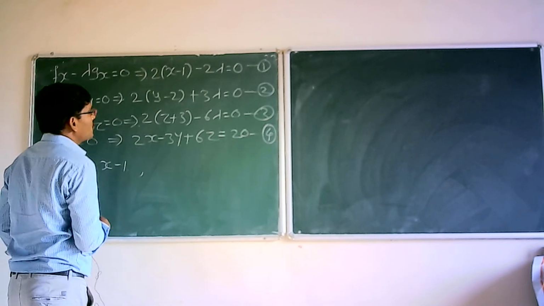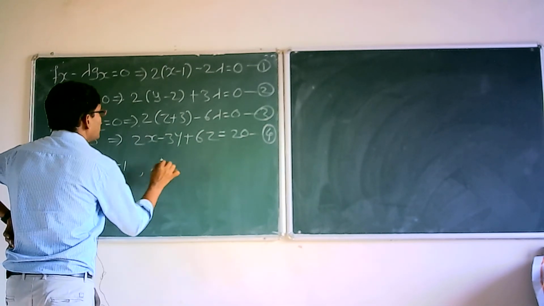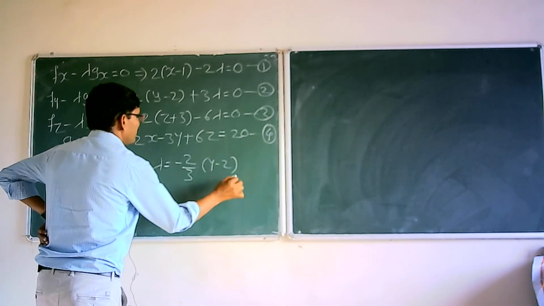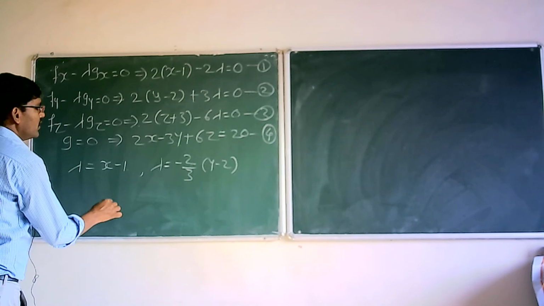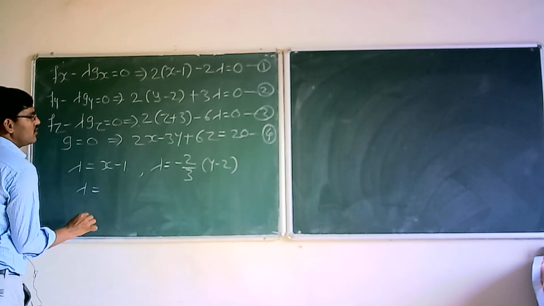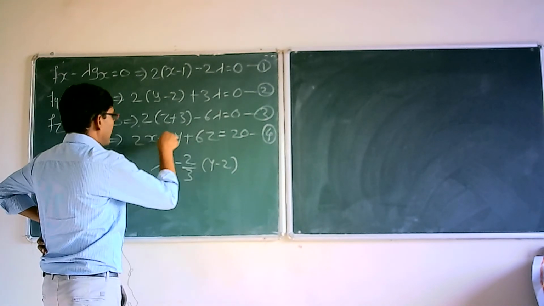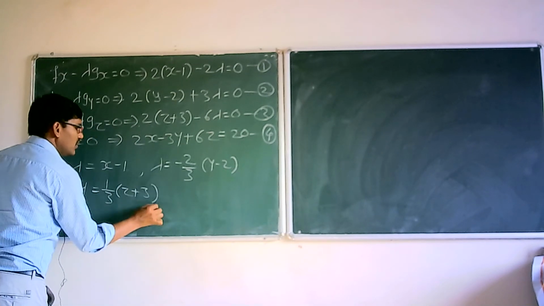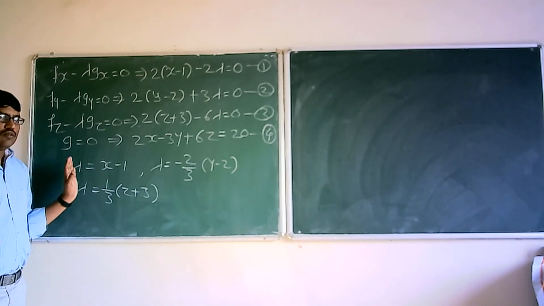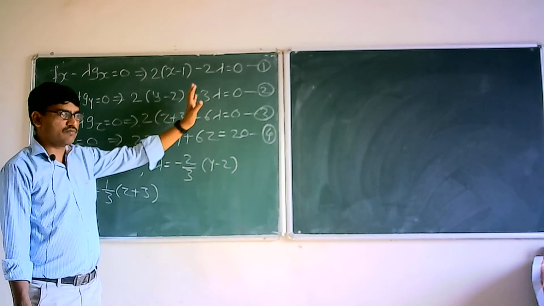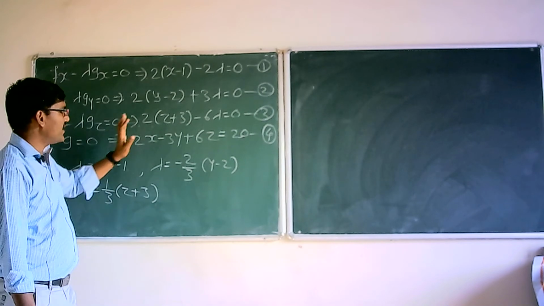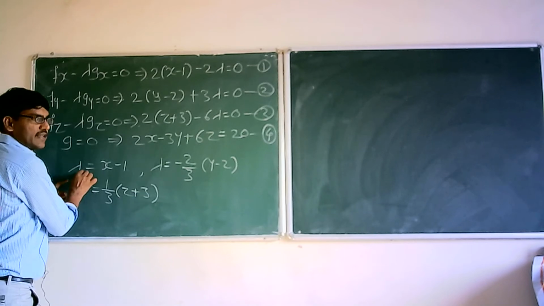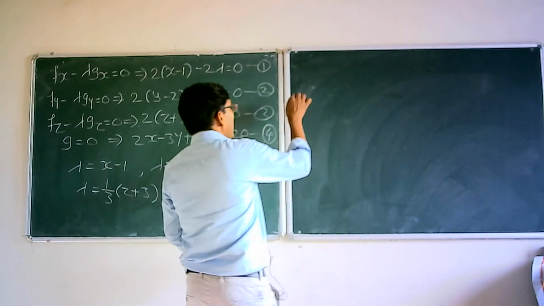From equation number 2, we can write lambda is equal to minus 2 by 3 y minus 2. And from equation number 3, if we take this 6 on that side and divide by 2, lambda is equal to 1 by 3 z plus 3. So we have solved these equations for lambda, taking lambda on the right hand side. If you observe, the left hand side is equal, which implies the RHS must be equal.